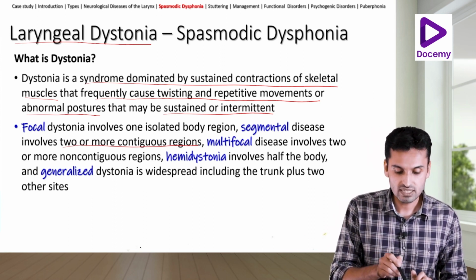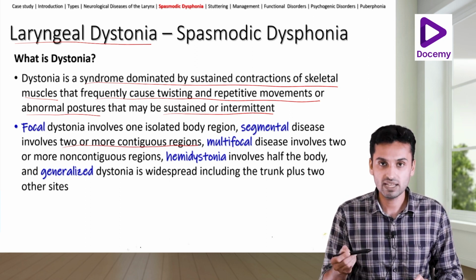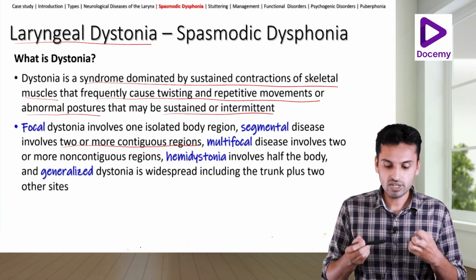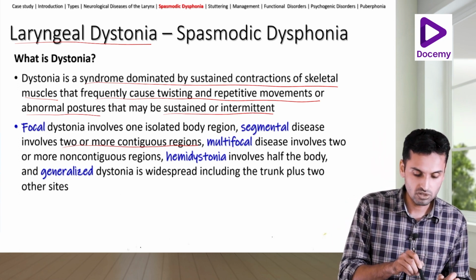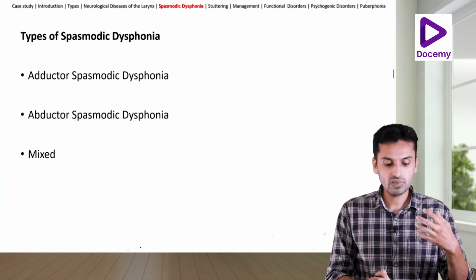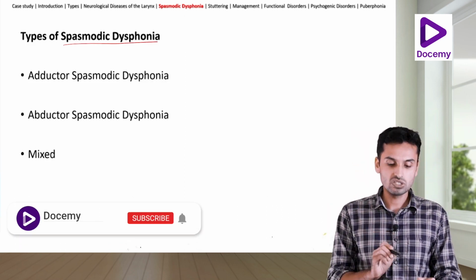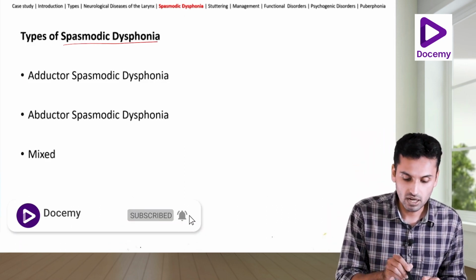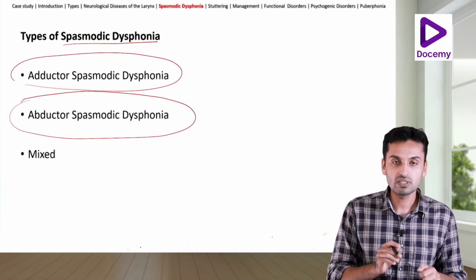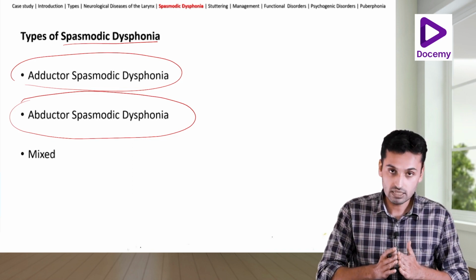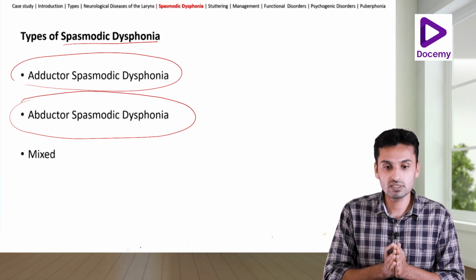So laryngeal dystonia is a type of focal dystonia. The laryngeal muscles alone undergo spasm and they repeatedly contract, and this results in problems in phonation, or results in a particular kind of speech. That is known as spasmodic dysphonia. That is a laryngeal dystonia. Spasmodic dysphonia can be adductor spasmodic dysphonia and abductor. That means it can affect the muscles that are contracting, closing the vocal cords, that is adductor dysphonia, or it can affect the muscles that are opening.